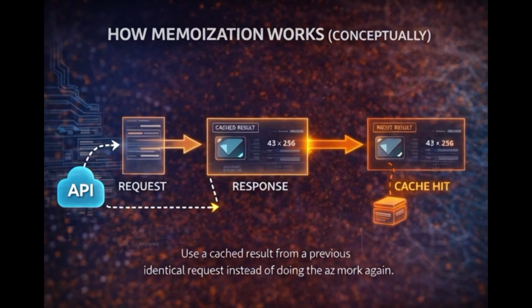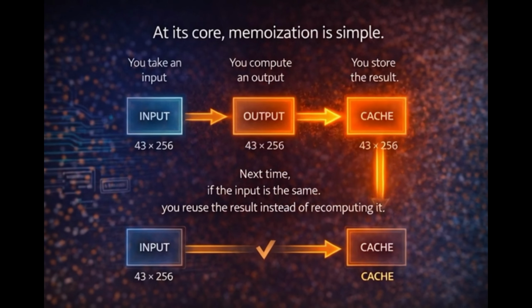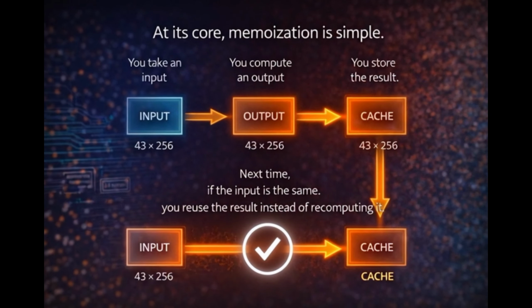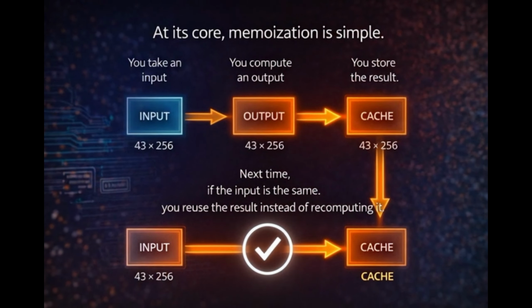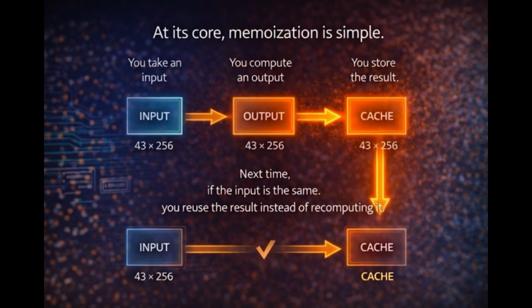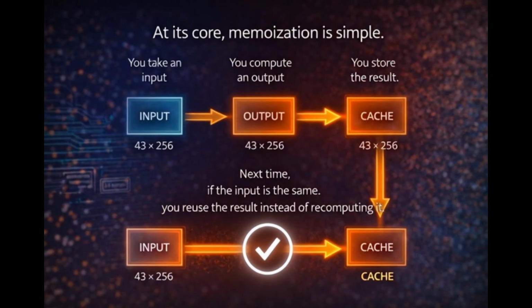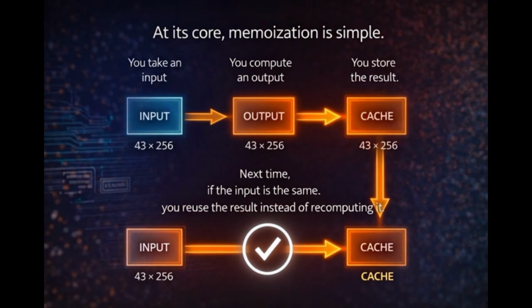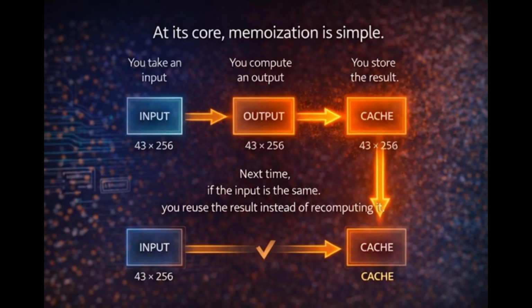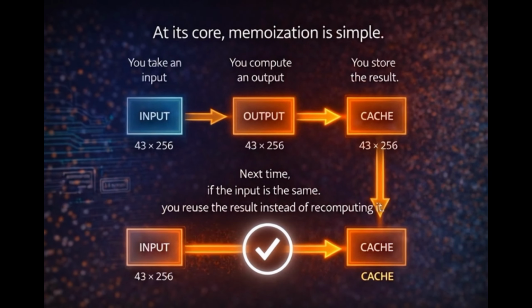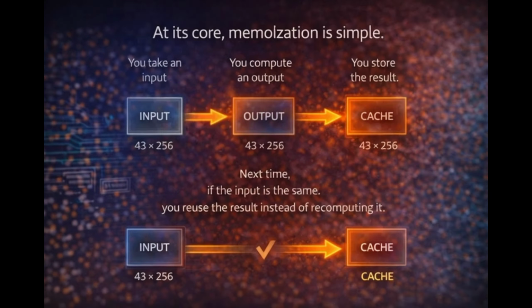How memoization works conceptually. At its core, memoization is simple. You take an input, you compute an output, and you store the result. Next time, if the input is the same, you reuse the result instead of recomputing it. That's it. The hard part isn't how it works, it's knowing when to apply it.